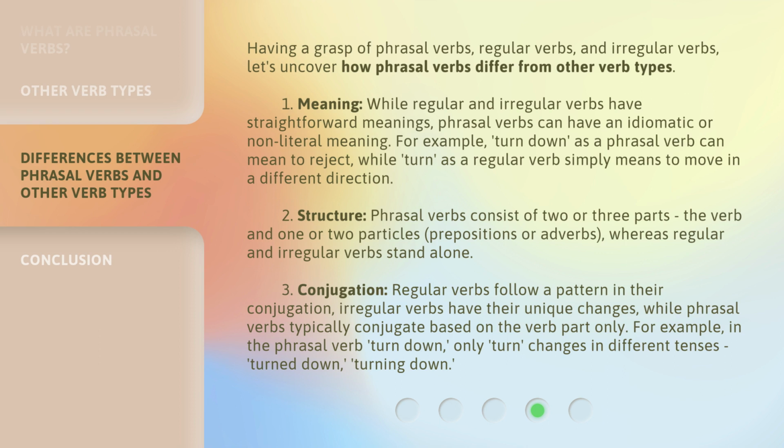2. Structure. Phrasal verbs consist of 2 or 3 parts, the verb and 1 or 2 particles, prepositions or adverbs, whereas regular and irregular verbs stand alone.